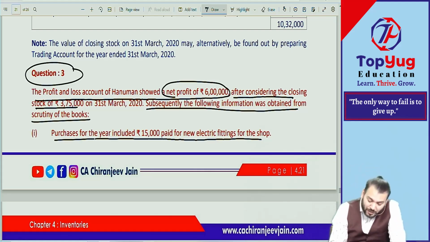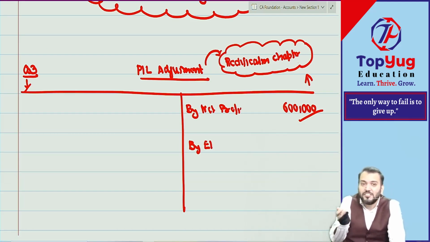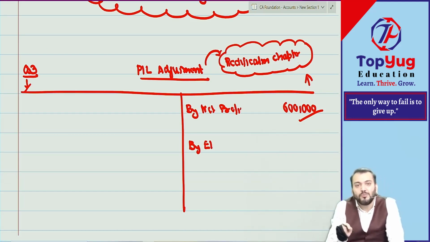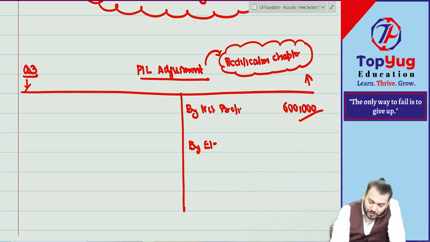So tell me, what was the item? Electrical fitting. So electrical fitting will increase. We will say electrical fitting account debit to PL adjustment account. You need to increase your electrical fitting. Electrical fitting is nothing but an asset, furniture and fittings. So you need to increase the fitting account by debit. So fitting account debit to what? PL adjustment account. Your profit will increase. That is on electrical fitting. How much? 15,000. Have you understood this?